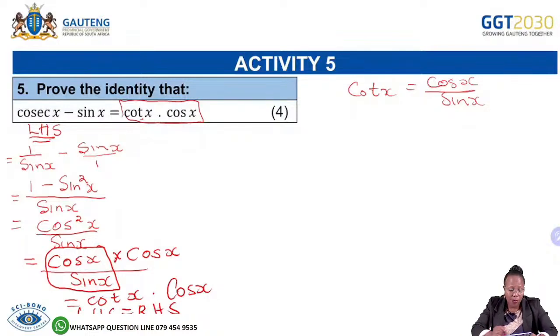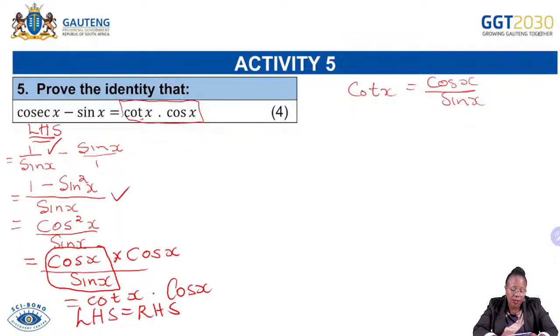The first mark there will be allocated to 1 over sine x, and the second mark for application of LCM correctly. And then the third mark for writing the identity 1 minus sine squared as cos squared x, and then for having cos x over sine x there, and the separation of that to create a cos over sine. That will be the 4th mark.